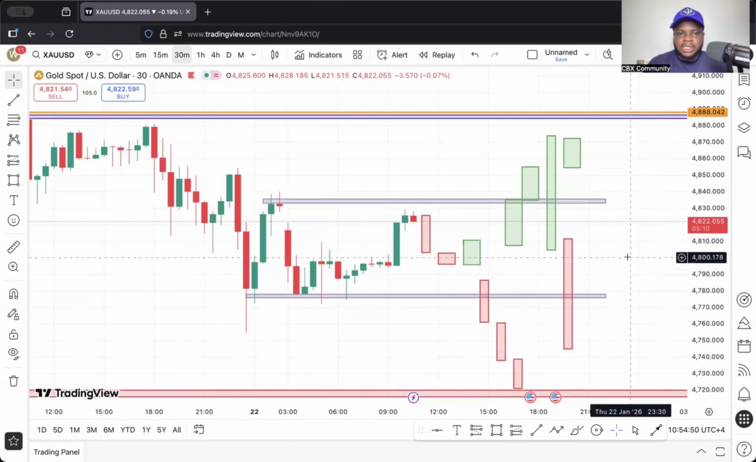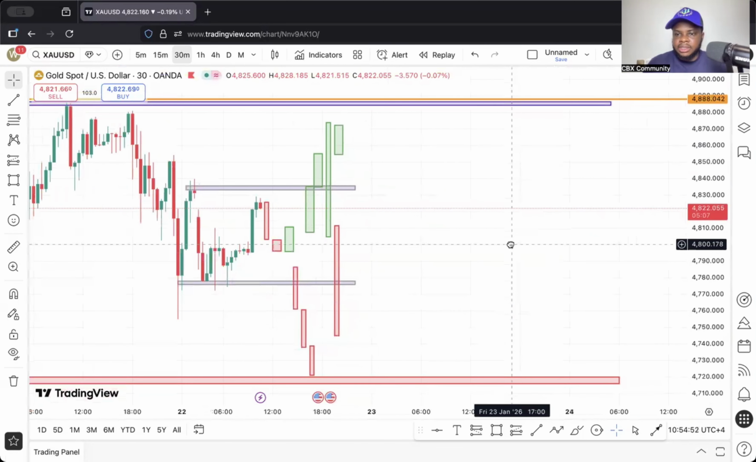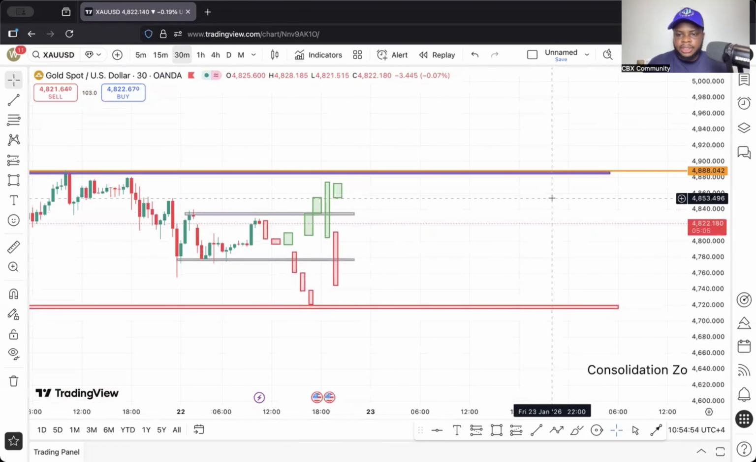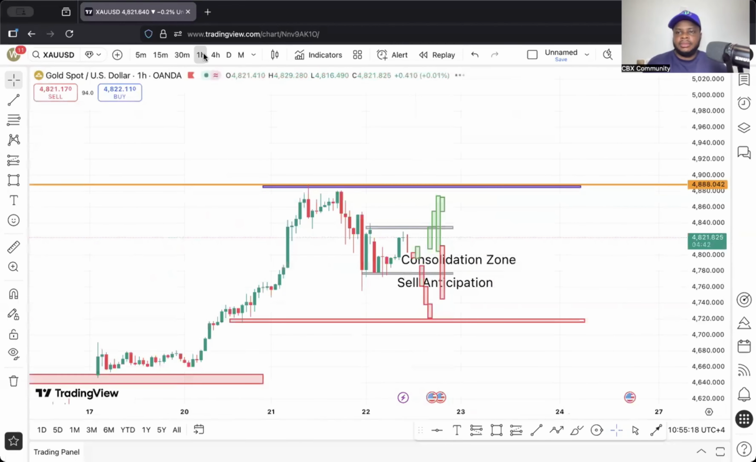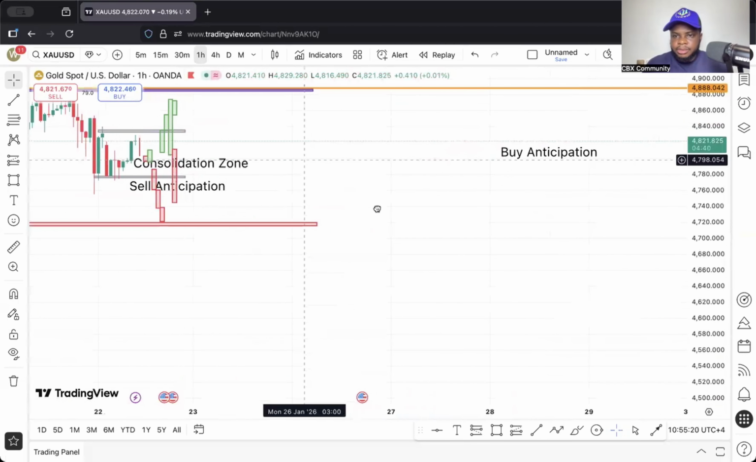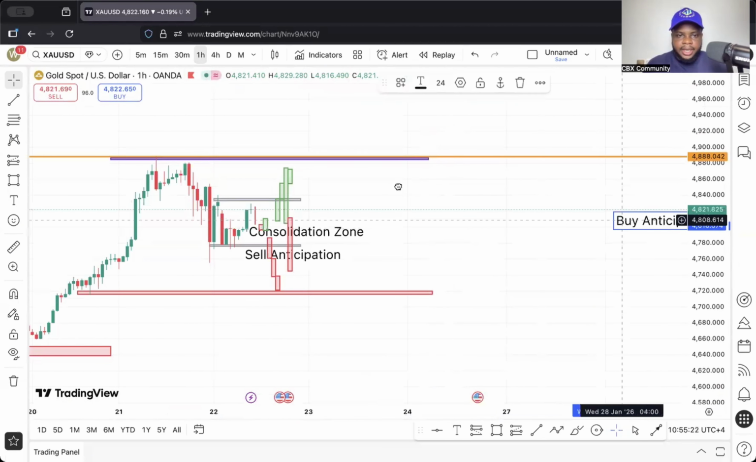So since we are able to identify our recent support and our recent resistance, let me bring this consolidation zone over here, because this is a consolidation zone. From this resistance zone down to this support zone is a consolidation zone. So our sell anticipation is here. Our buy anticipation, let me see. Let me see our balance pattern is here.